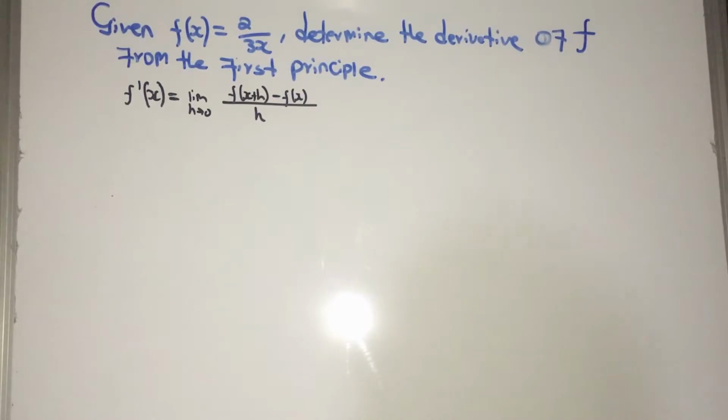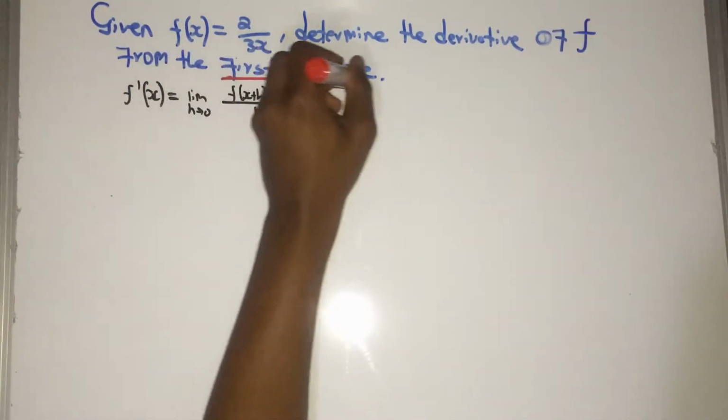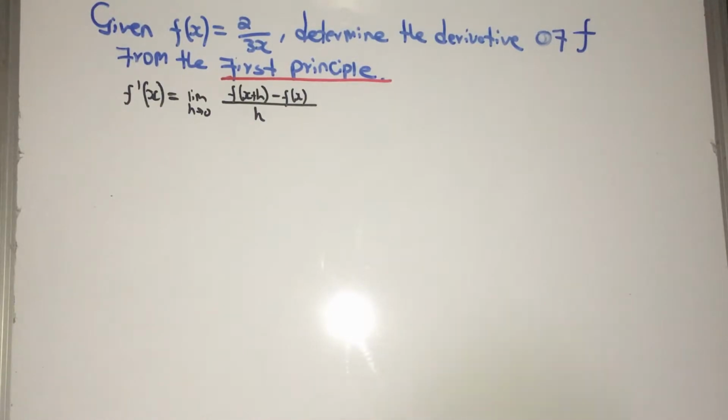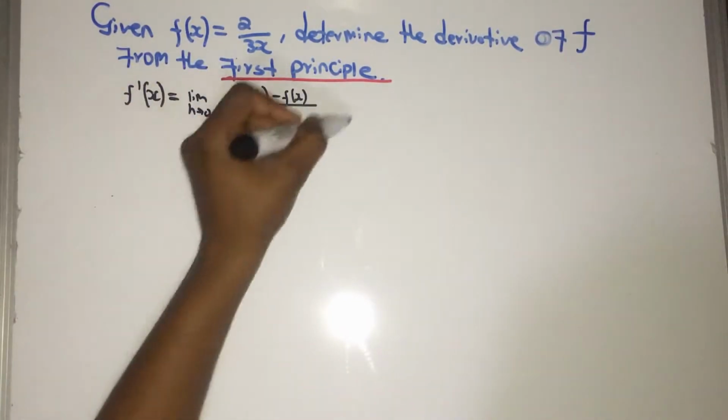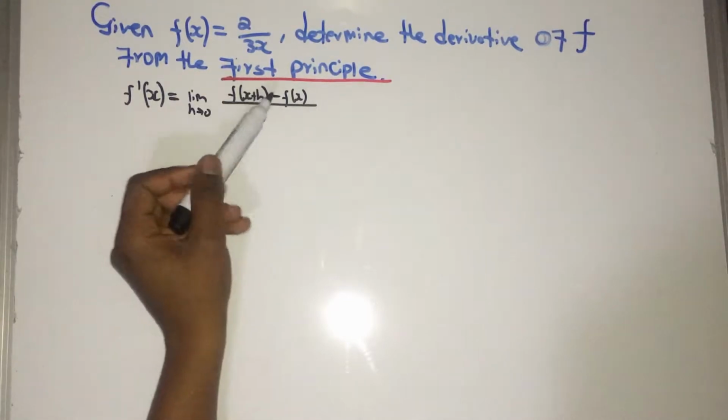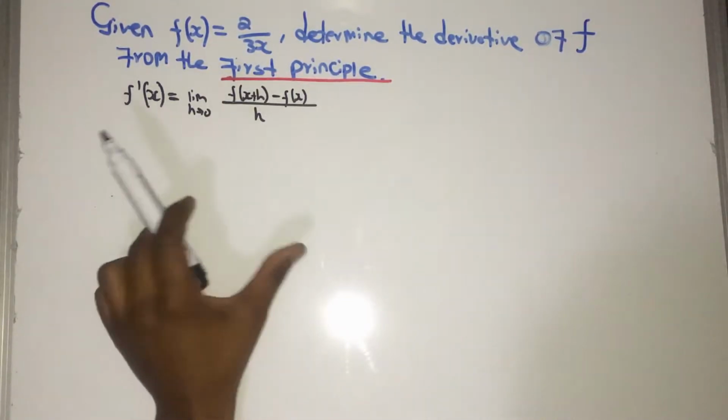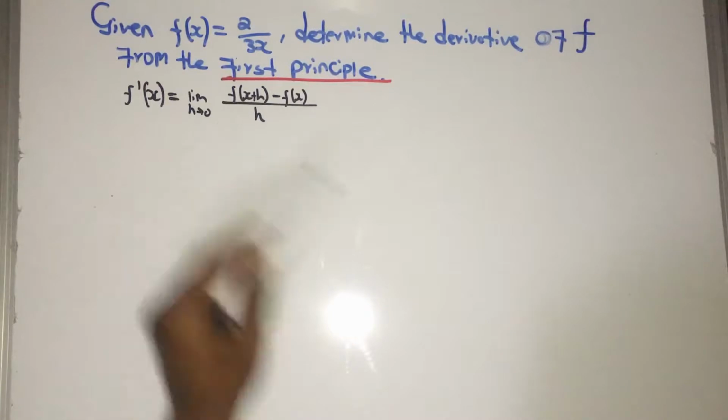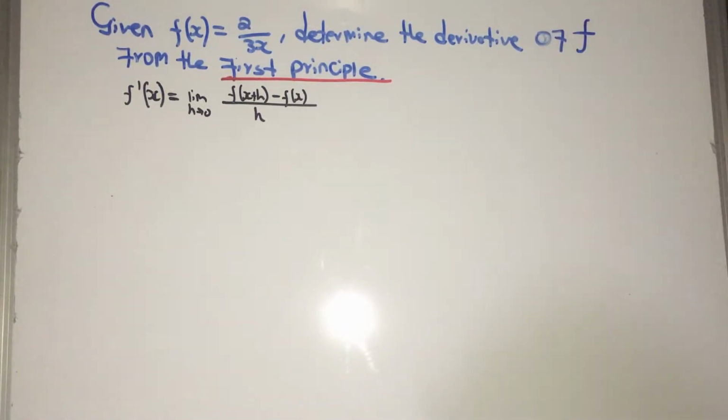Okay, so the first question is as follows. Given f of x is equivalent to 2 over 3x, determine the derivative of f from the first principle. We can see here they are being specific in how we should find the derivative. This is from the first principle. As I've indicated in the basics, this is the formula for finding the derivative from the first principle, where we're using the average gradient by limiting the distance between the 2 points, which is h, to 0. This formula is given in your formula sheet.